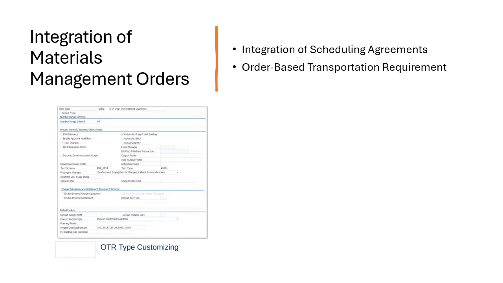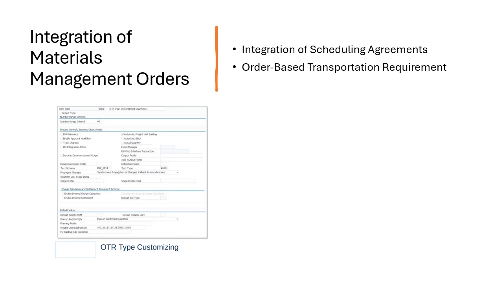And then this image shows the customization options available for OTR types. So customizing is minimal, but users can define freight units, building rules, and configure whether freight units are created automatically or manually. So the automatic creation of freight units is useful for consolidated orders, while manual creation allows more control over batch processing.